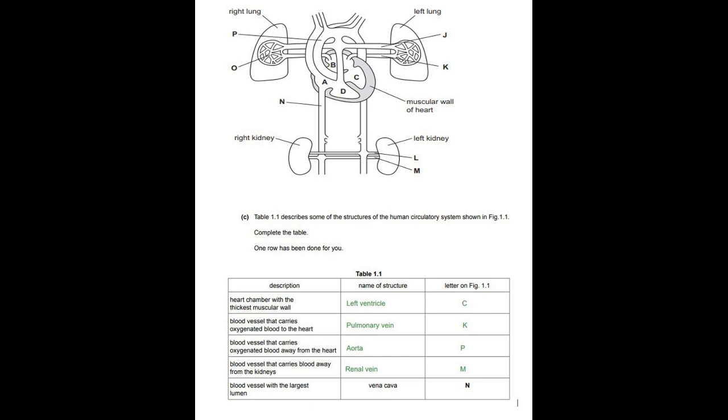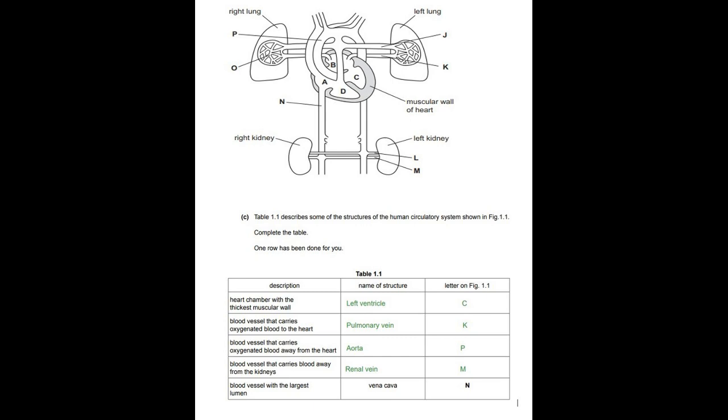Table 1.1 describes some of the structures of the human circulatory system shown in figure 1.1. Heart chamber with the thickest muscular wall. So the name of the structure is left ventricle. The letter on figure 1.1 is C. Blood vessel that carries oxygenated blood to the heart. So the name of the structure is pulmonary vein, and the letter on figure 1.1 is K.